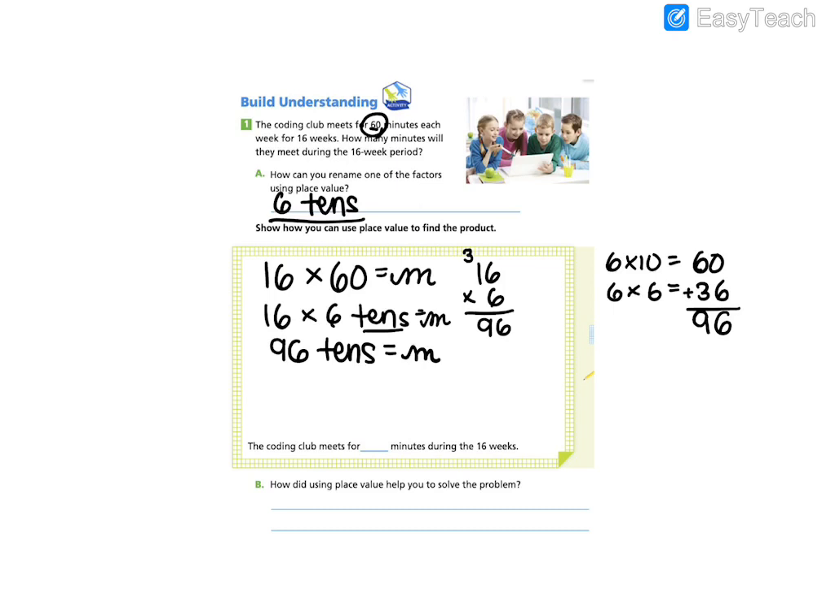I need to now rename 96 tens. 96 tens is equal to 960. So, how many minutes do they meet for? They meet for 960 minutes over the course of 16 weeks.